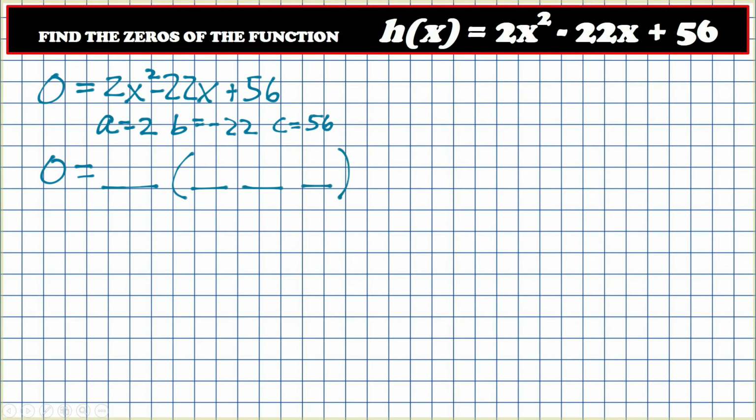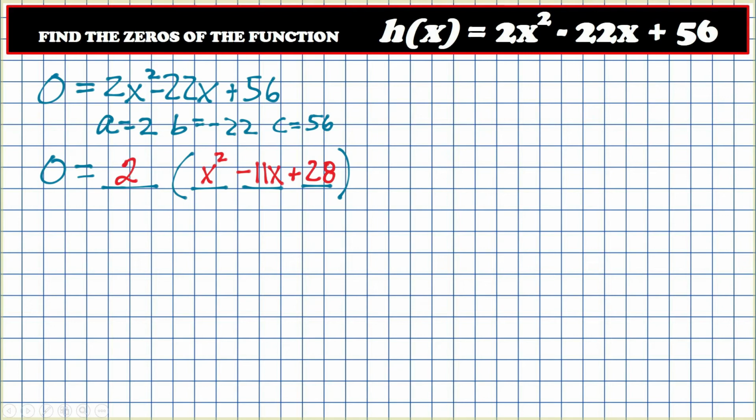And if my greatest common factor is 2, that is the biggest number that goes into 2 and negative 22 and 56. So now if I take every term in my trinomial and I divide it by 2, that will tell me my remaining trinomial in the parentheses. So 2x squared divided by 2 is x squared. Negative 22x divided by 2 is negative 11x. And positive 56 divided by 2 is positive 28. So now inside my parentheses, I have a trinomial that has an a value of 1. So this problem just got a lot easier.